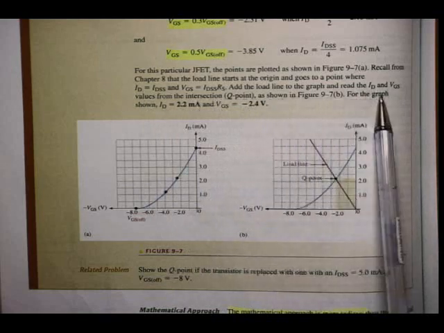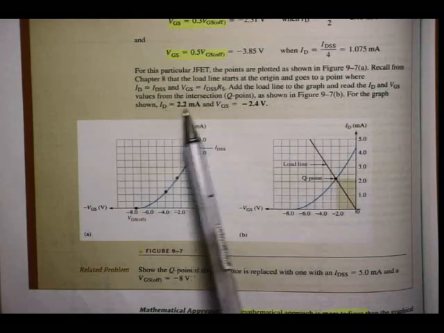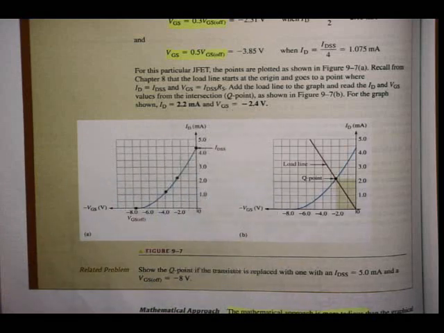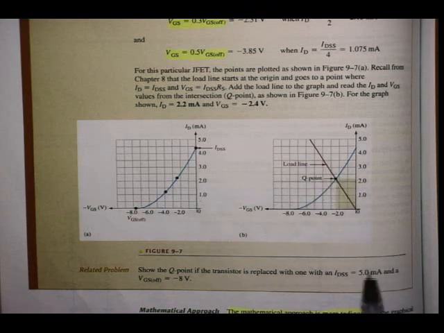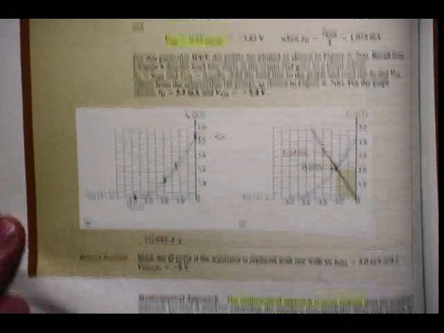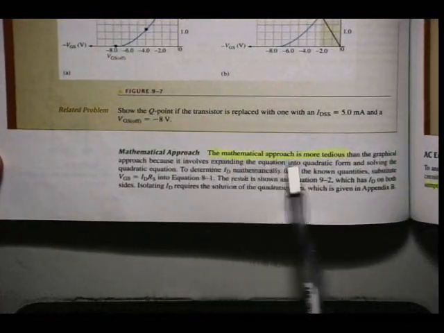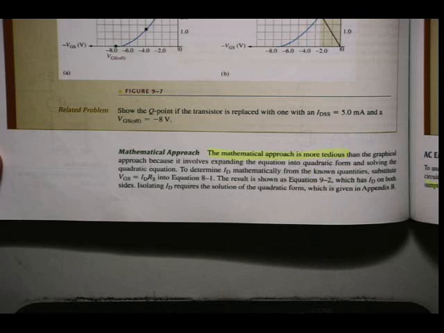The Q point is shown, and from this graph I can see that ID is equal to 2.2 milliamps and VGS is equal to minus 2.4 volts. Alright, so a quick method here. Just note the mathematical approach at the bottom of the page. Remember we said there are 2 methods. The mathematical approach is more tedious.